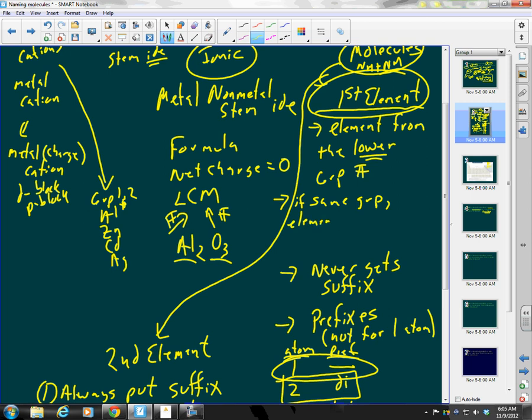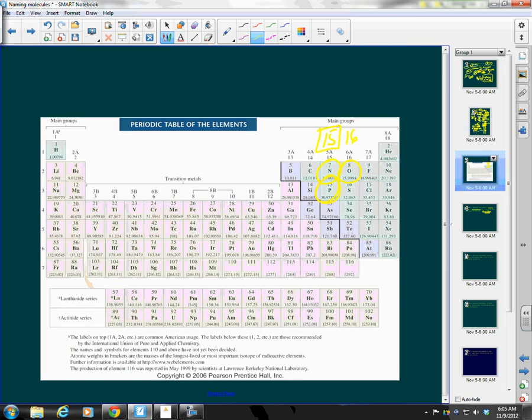Element in higher period. Okay, remember periods increase going down. Like, so this is period 1, 2, 3, 4, 5. And we look at my periodic table, period 1, 2, 3, 4, 5. So we want to take the element in the higher period if they're in the same group. Okay, so which of these is the higher period?